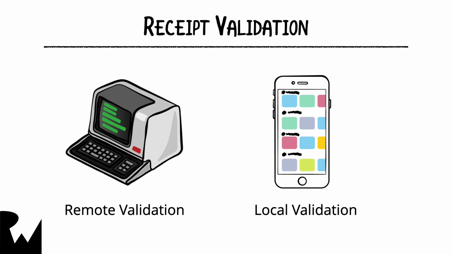The second method is to use local, on-device receipt validation. On-device validation only requires an internet connection to get the receipt. Once you have the receipt, it's up to you to verify it and decrypt the contents. It's much harder than remote validation, and since the user has access to the device, it's easier to hack. That said, on-device validation gives you the flexibility to create your own custom solution suited to your security needs.